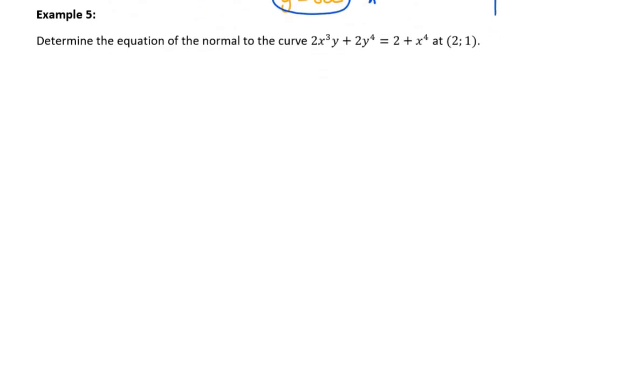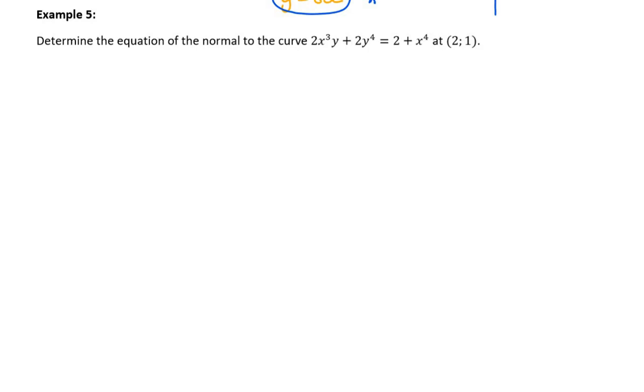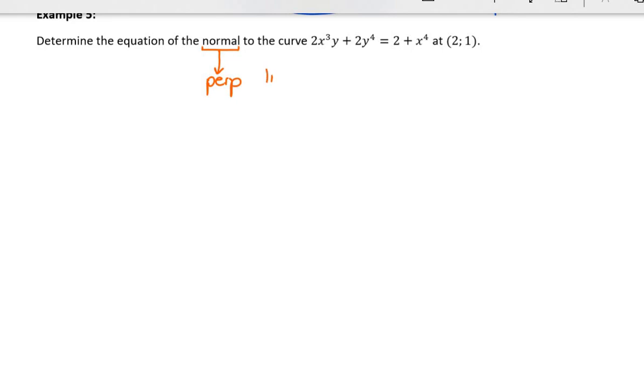Okay, so I think this is our second last one. Example 5 says determine the equation of the normal to the curve 2x cubed y plus 2y to the power 4 equals 2 plus x to the 4 at 2, 1. Now, as science students, I'm hoping that we know what a normal is. A normal is a perpendicular line. That's just a fancy word for a perpendicular line.